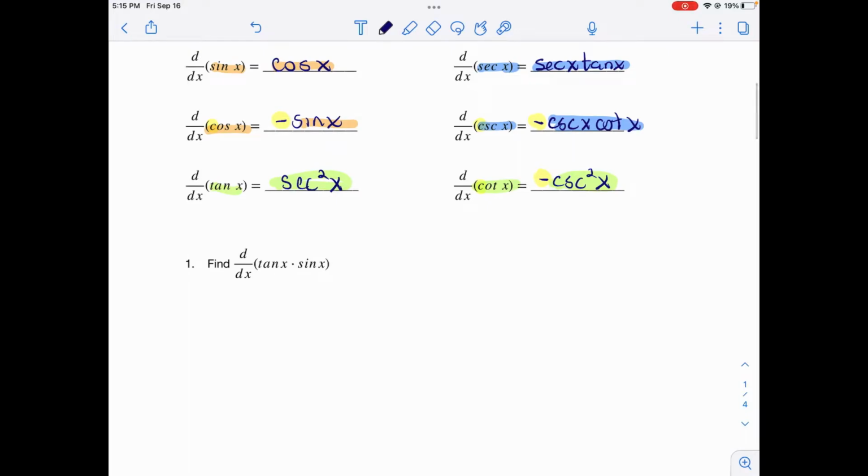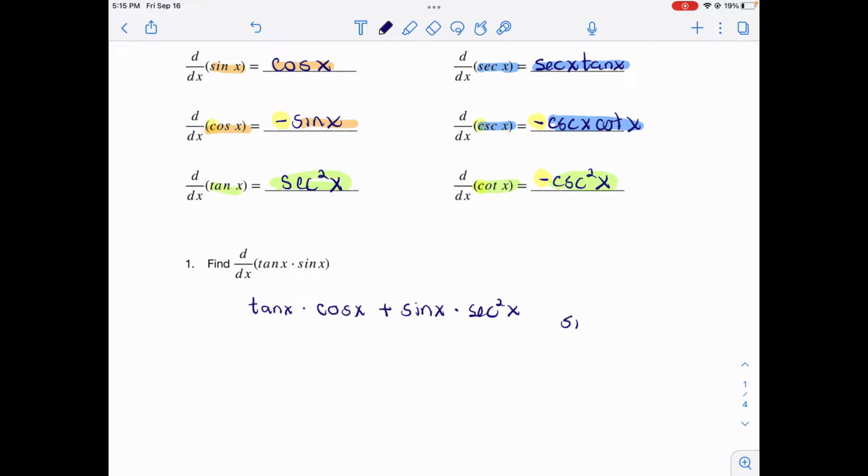All right, so what we're going to do is find the derivative with respect to x of tangent x times sine of x. Okay, so we've got to use the product rule here. So the first term times the derivative of the second, the derivative of sine x is cosine x, plus our second term, copy down, times the derivative of the first term, and the derivative of tangent is secant squared x.